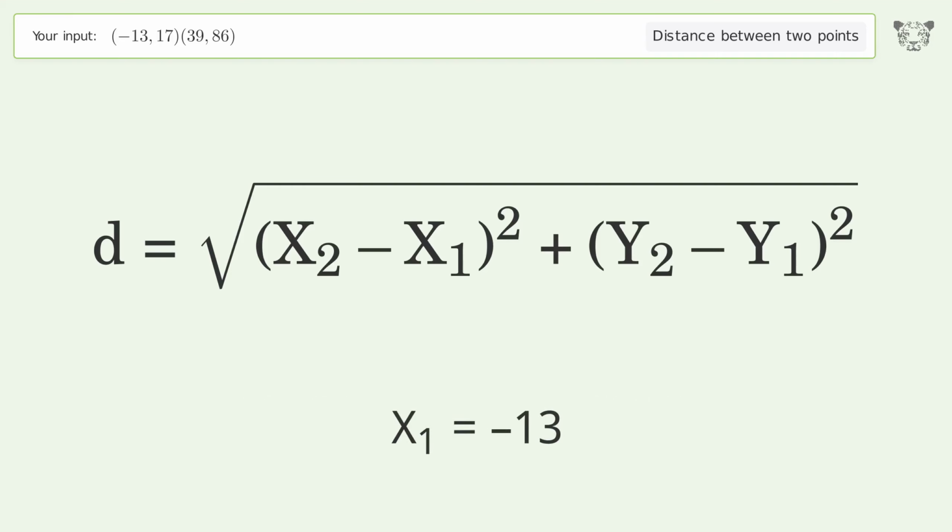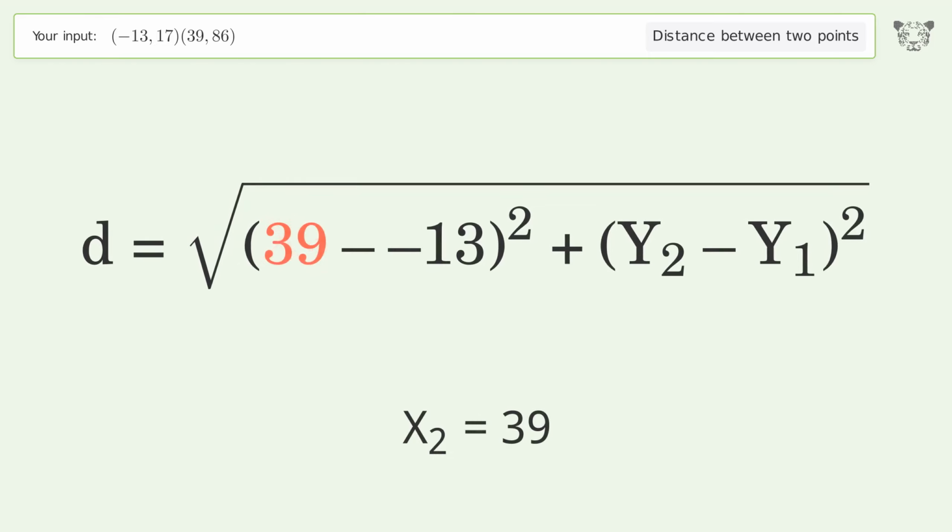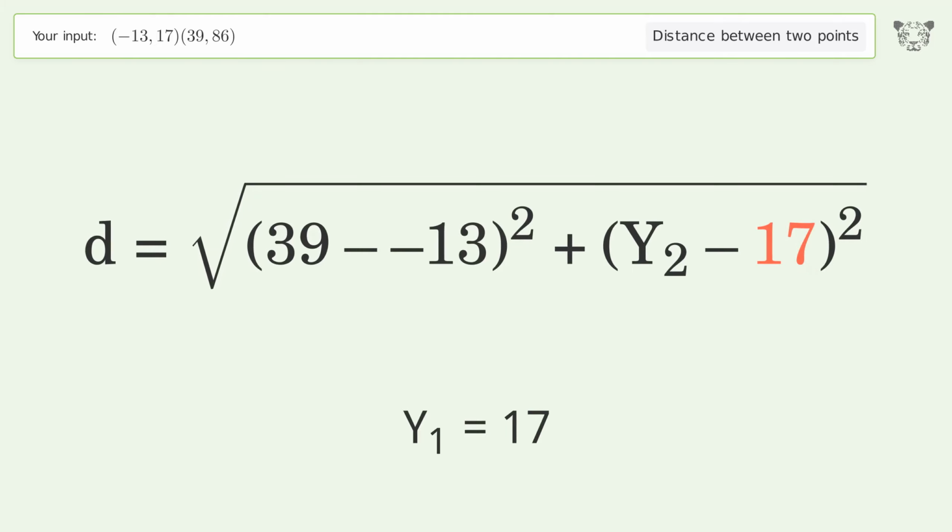x1 equals -13. x2 equals 39. y1 equals 17. y2 equals 86.